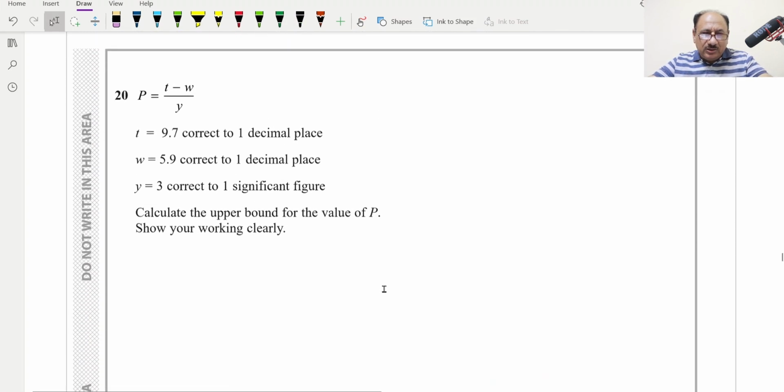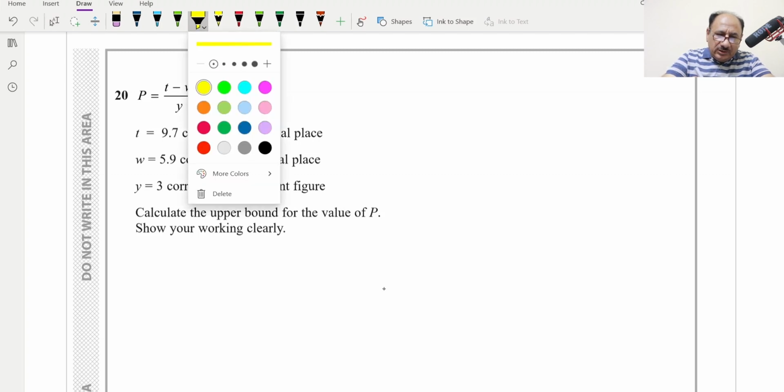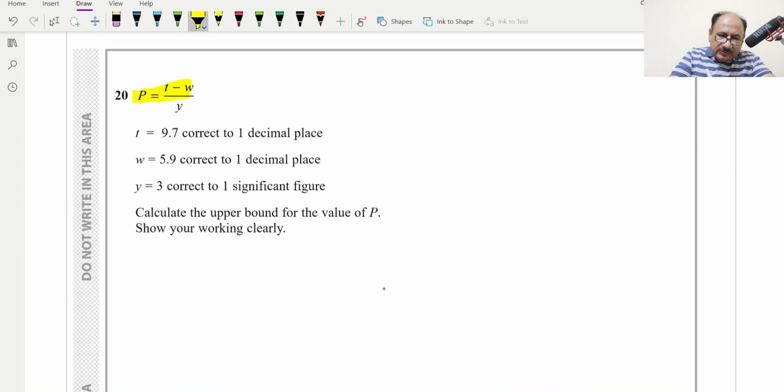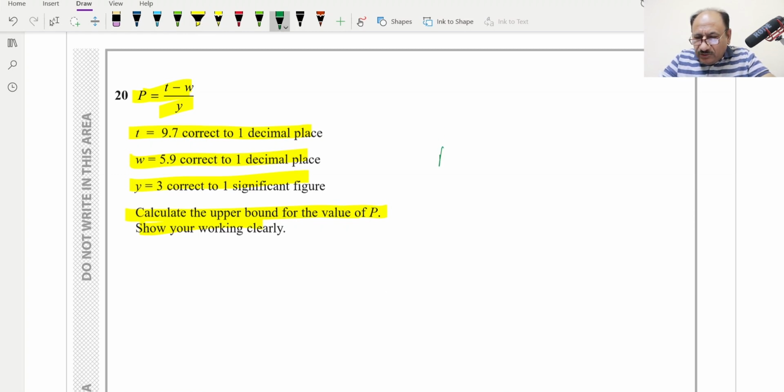Now question number 20, and this is a lower bound upper bound question. T is 9.7 correct to one decimal place, w is given, y is given, and these are to one decimal place. Calculate the upper bound of the value of p. So to find the upper bound of p, we require the upper bound of the numerator and the lower bound of the denominator.